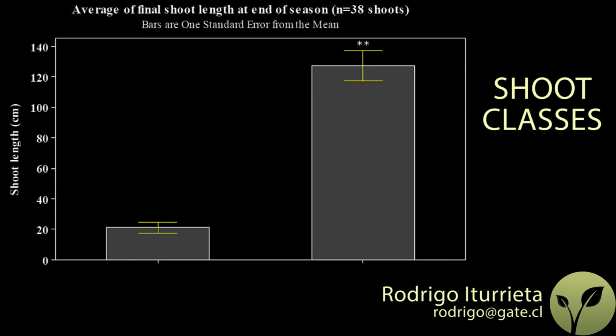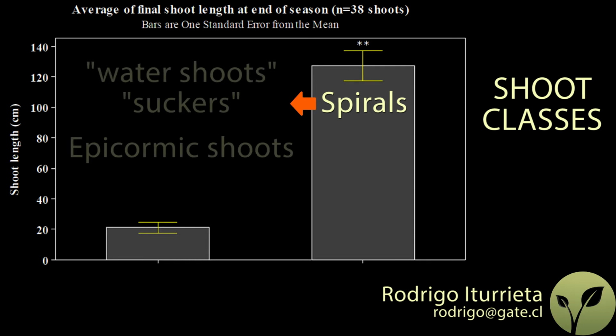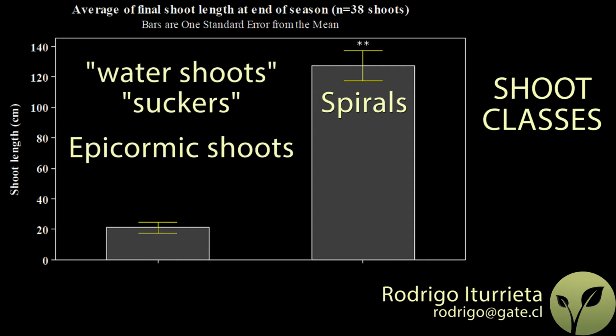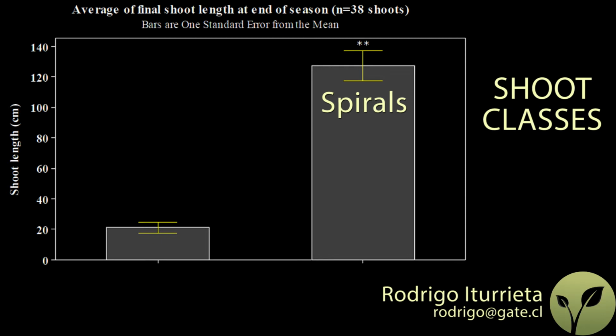The long ones are about 1.3 meters, 4.3 feet more or less, and the smaller ones are around 20 centimeters, which is 8 inches or so. Let's call the long ones spirals and the other ones the regular shoots. Now, the spirals are not a rare thing. They're usually called water shoots or suckers, and more formally they are epicormic shoots, and usually those terms have a negative connotation in the context of a canopy.